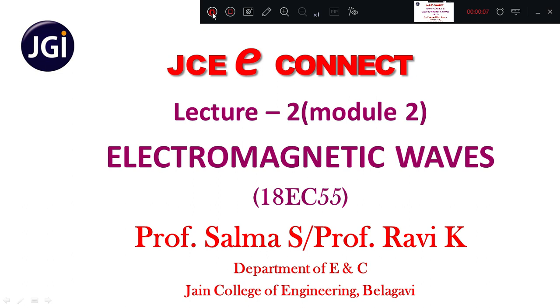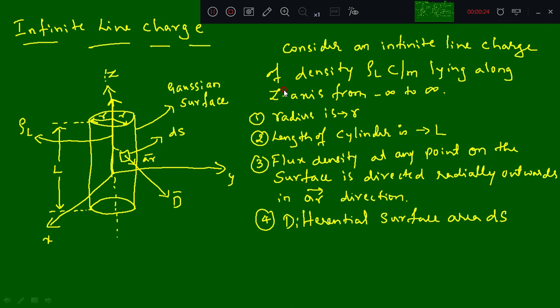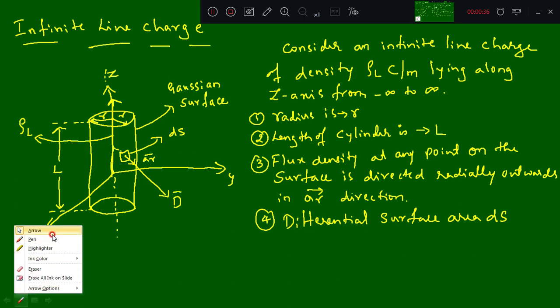Today we are going to see the infinite line charge. So we have the derivation of that infinite line charge. Consider an infinite line charge placed on the z axis from minus infinity to plus infinity. Okay, so it is shown in the diagram.